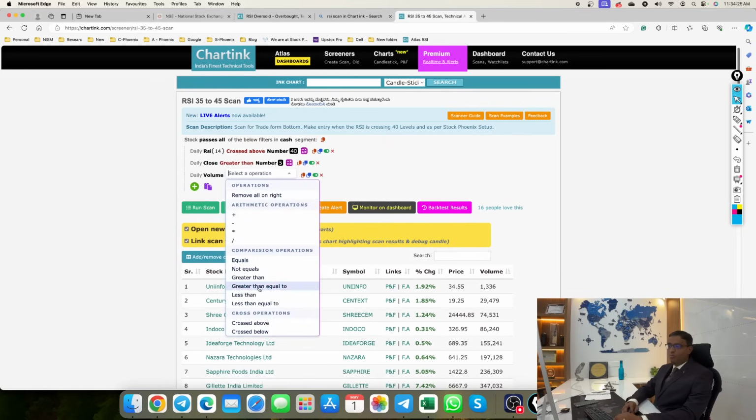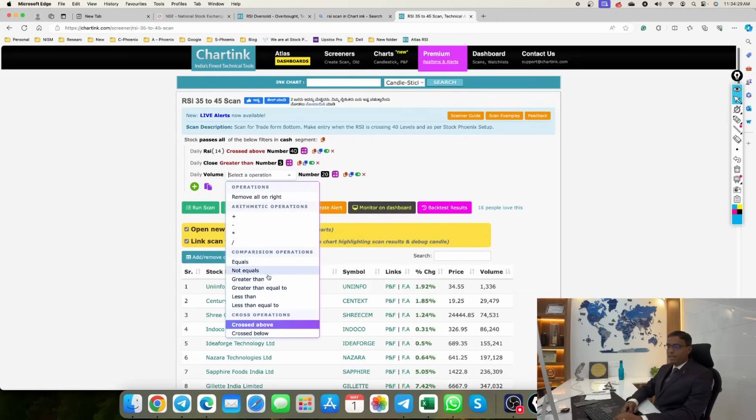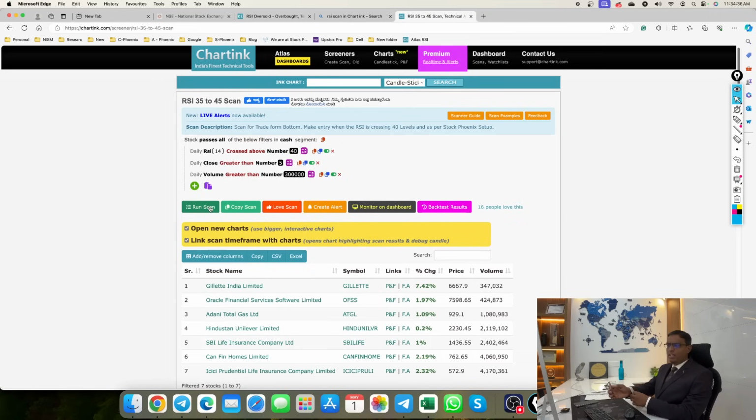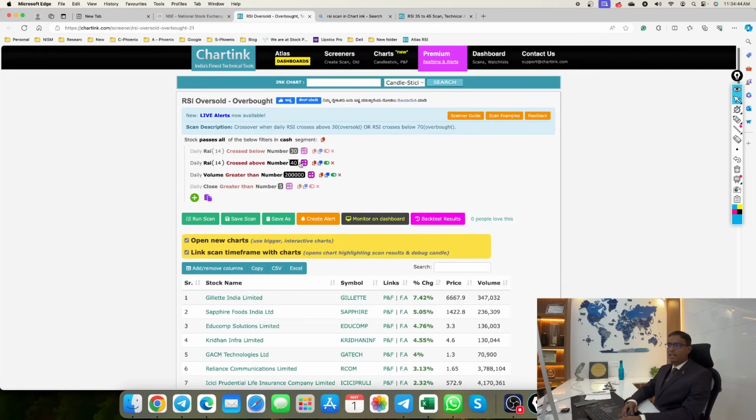Then go for a volume greater than number 3 lakh or 2 lakh, whatever you feel comfortable. Minimum keep it as 2 lakhs and above. You get a good stocks. Okay. So scanner creation has been taught. You can use this scanner. Similarly, I use this scanner with RSI 40 with these two numbers and on.